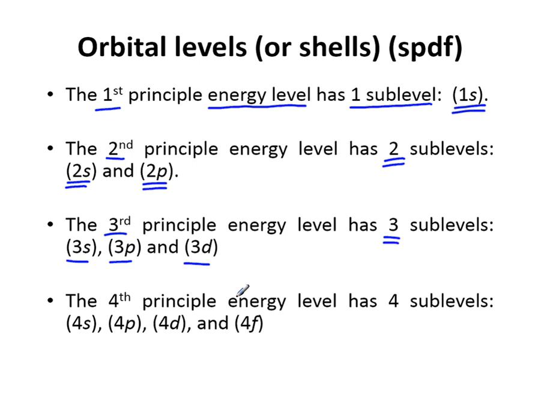The fourth energy level has four sublevels, 4s, 4p, 4d, and 4f. After the first four energy levels, the pattern doesn't follow. There's not five in the fifth energy level. But for the first four, it's easy to predict, and we'll deal with how to tackle the rest.